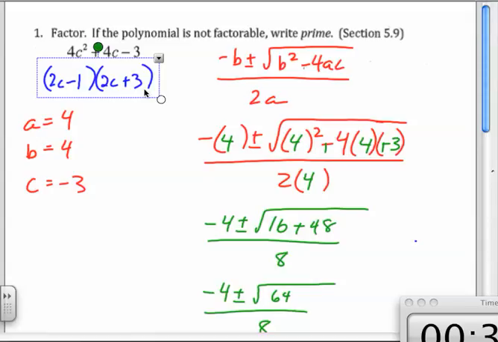Does it matter what order you put the terms in? It does not matter, because think about this. 3 times 5 is the same as 5 times 3. It doesn't matter which one of these binomials comes first. All right, let's look at number 2.